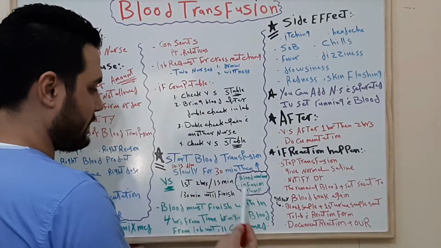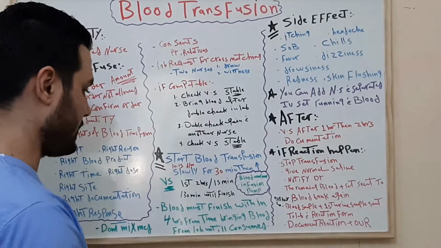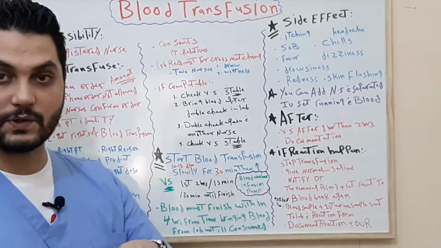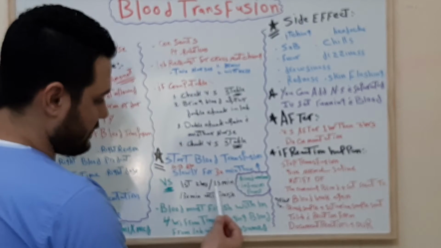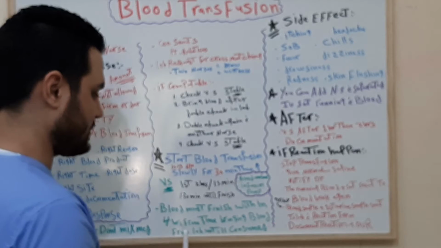If the patient is pediatric, you must use an infusion pump. How do we check vital signs during infusion? You must do close monitoring of the patient at the time of transfusion. For the first 2 hours, check vital signs every 15 minutes.